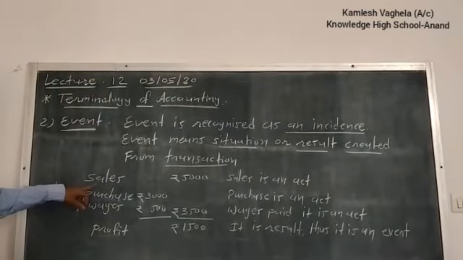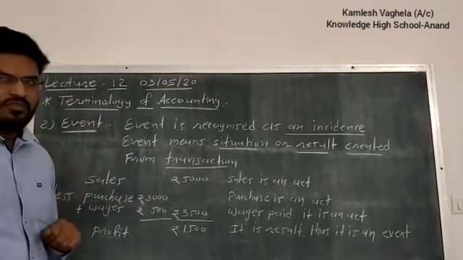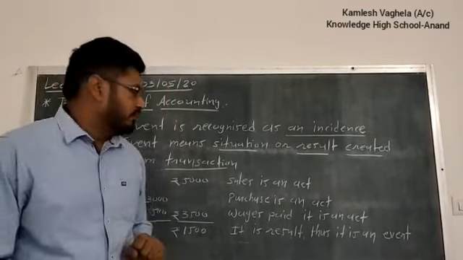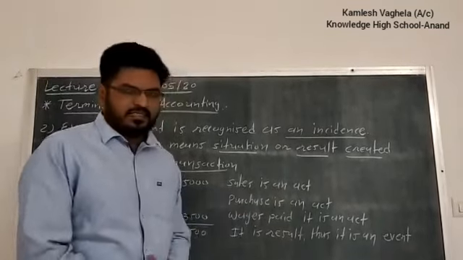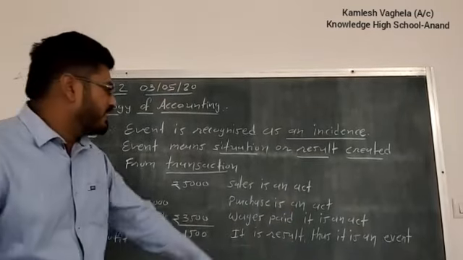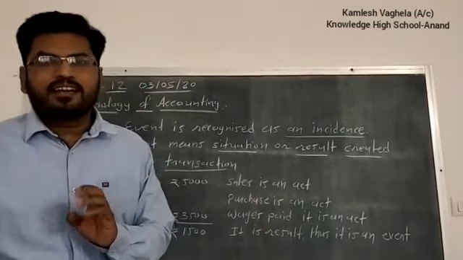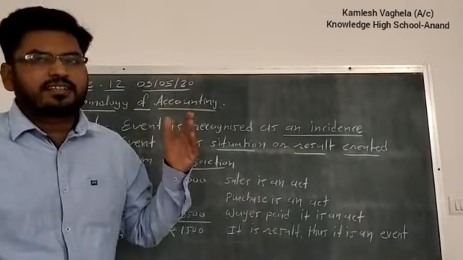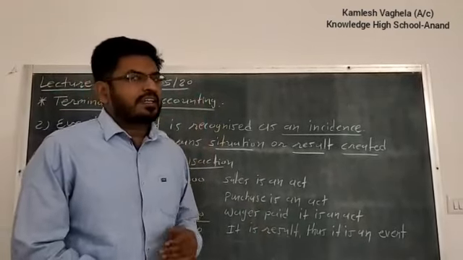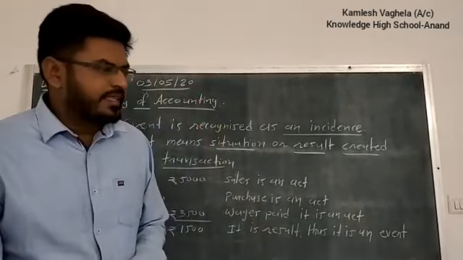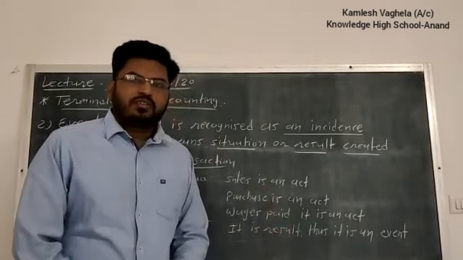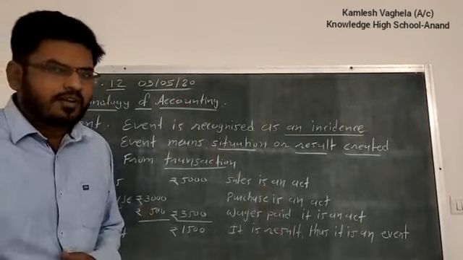For example, suppose we have done sales of rupees 5,000. This sales is an act. Act means transaction. As we have discussed in our first terminology, a transaction is an act of business. So sales is an act of business, one kind of transaction.